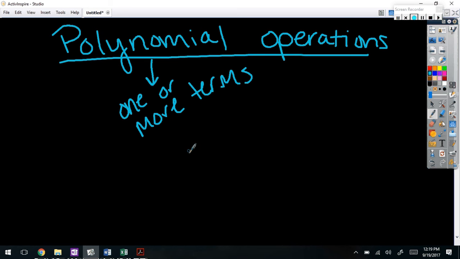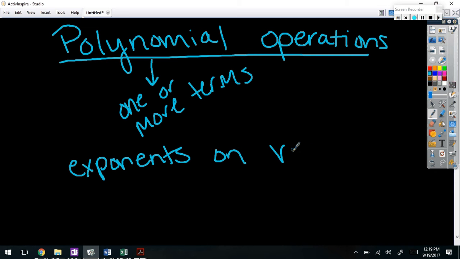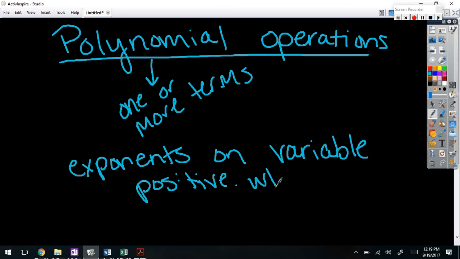My exponents on the variable have to be positive whole numbers. Other than that, I'm game for pretty much anything, and that tells me it's a polynomial. Pause while y'all write that.